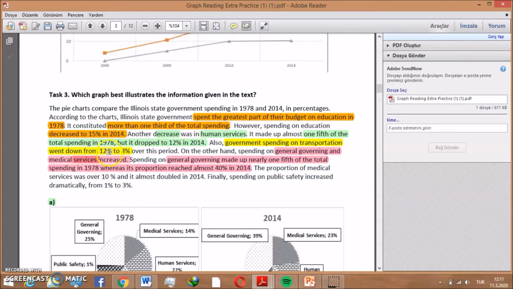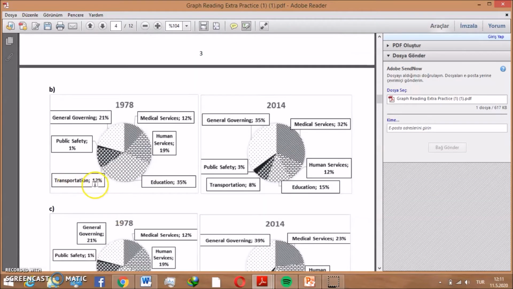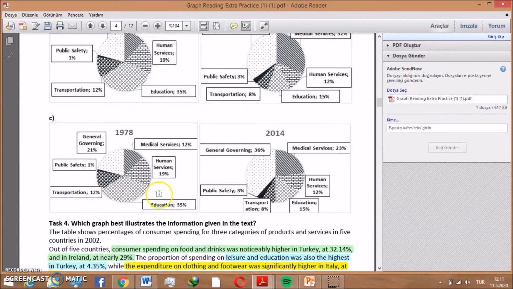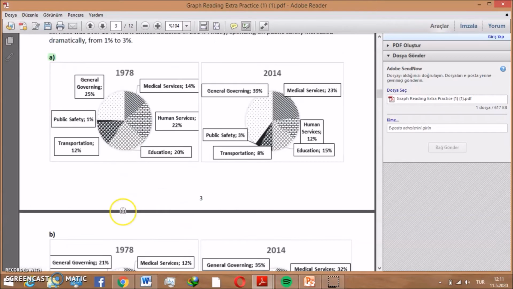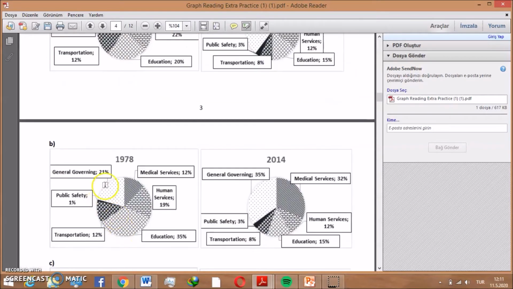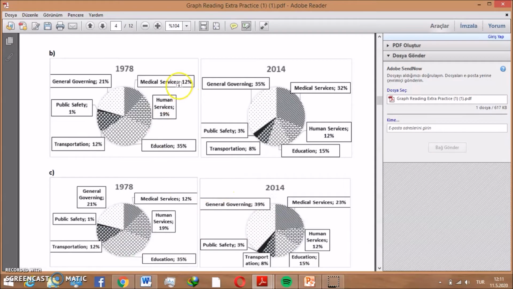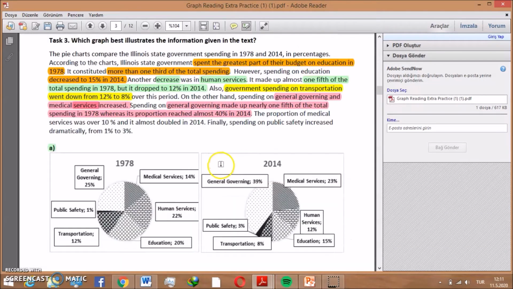Also, the government spending on transportation went down, drop, decrease. They are the same. From 12 to 8. So let's check. Transportation, 12, no, not 8, sorry. 12, 8, 12, 8. Okay. On the other hand, spending on general governing and medical services increased. General governing increased, yes. And medical, yes, it increased. So let's check.